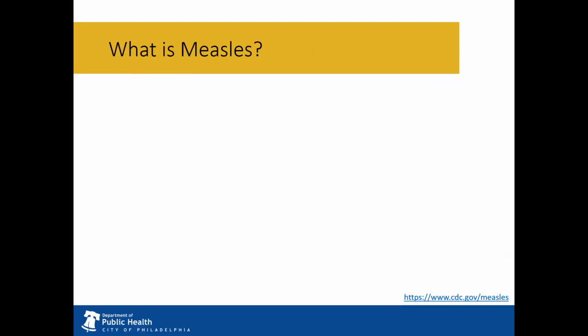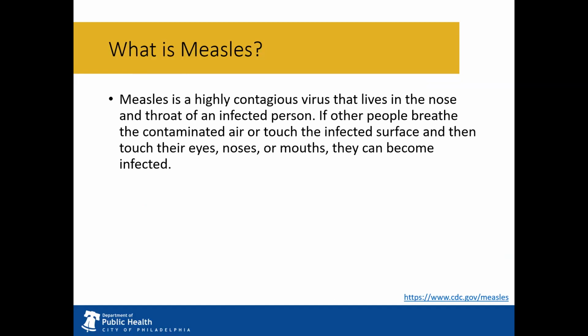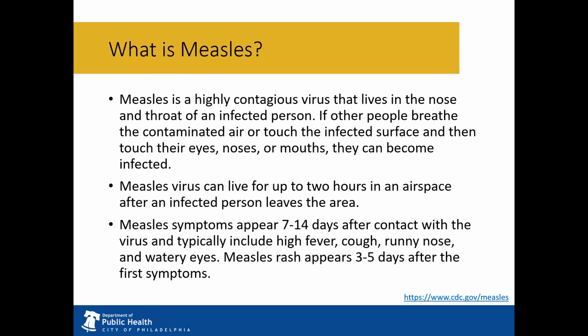What is measles? Measles is a highly contagious virus that lives in the nose and throat of an infected person. If other people breathe the contaminated air or touch the infected surface and then touch their eyes, noses, or mouths, they can become infected. Measles virus can live for up to 2 hours in an airspace after an infected person leaves the area. And measles symptoms appear 7 to 14 days after contact with the virus and typically include high fever, cough, runny nose, and watery eyes.